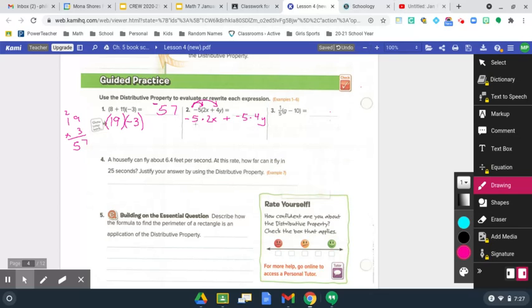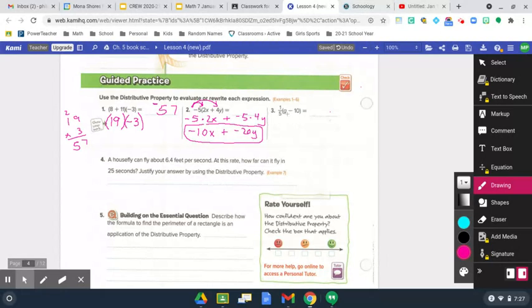Let's start to simplify. -5 times 2, -10x, plus -5 times 4, negative 20y. Final, right here. Cannot simplify it any further. I cannot add those together. Each one has a different variable next to the value. Those are unlike terms.